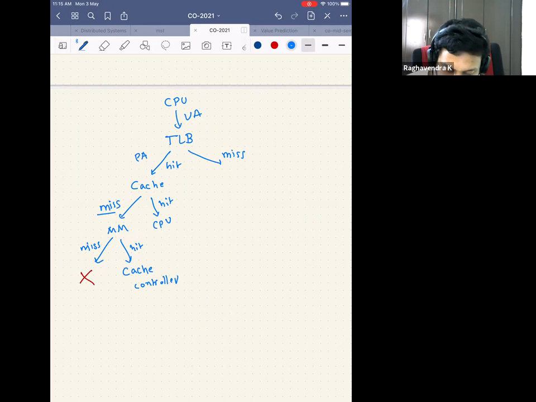Let's say there's a miss in the TLB. Okay. Now we'll come back to this. If there's a miss in the TLB, does it mean that it's always a miss in the cache?